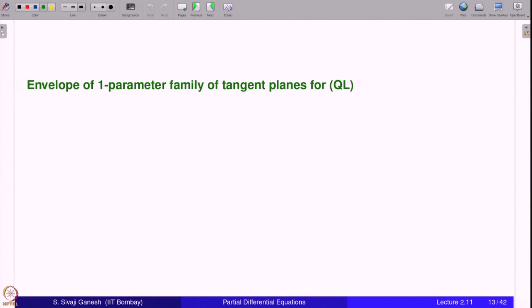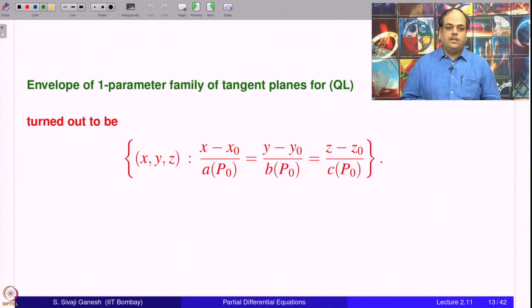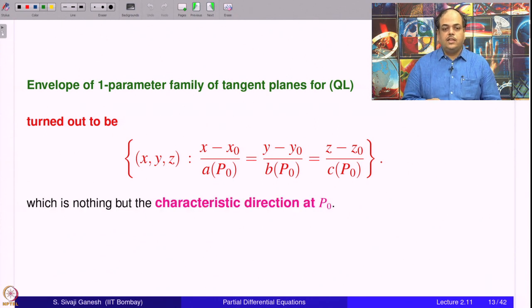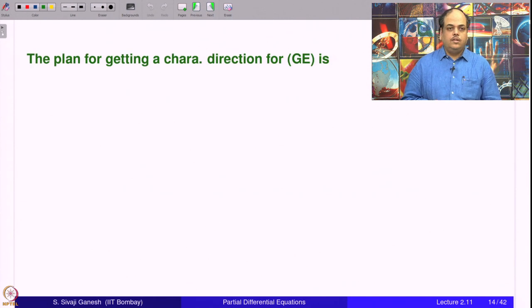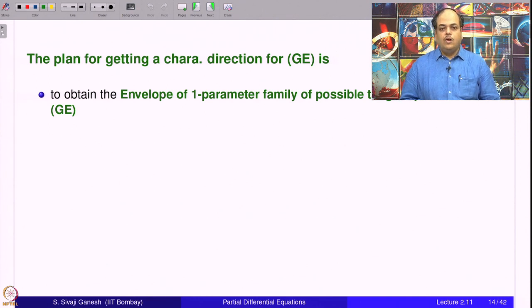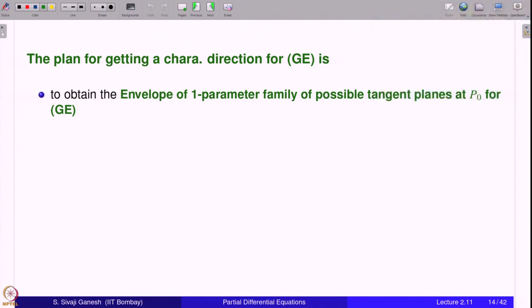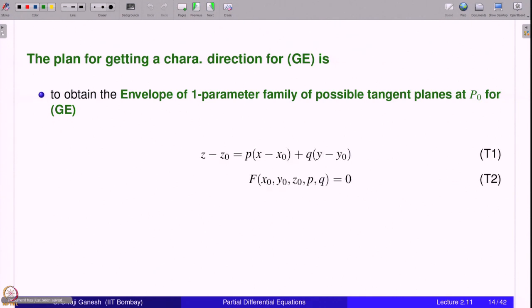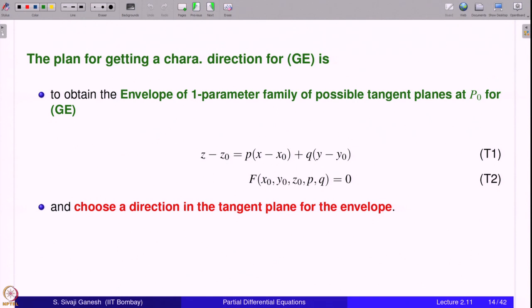Now, the envelope of the one parameter family of tangent planes for QL we computed, it turned out to be this. What is this? This is nothing but the characteristic direction at P0. This is a line passing through the point x0, y0, z0, and the direction ABC is a characteristic direction. So, therefore, the plan for getting a characteristic direction for GE is like this. Obtain an envelope of the one parameter family of possible tangent planes for GE, which is this. So, get the envelope of this and choose a direction in the tangent plane for the envelope.